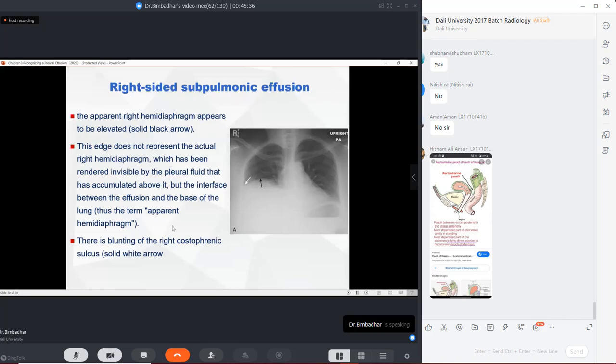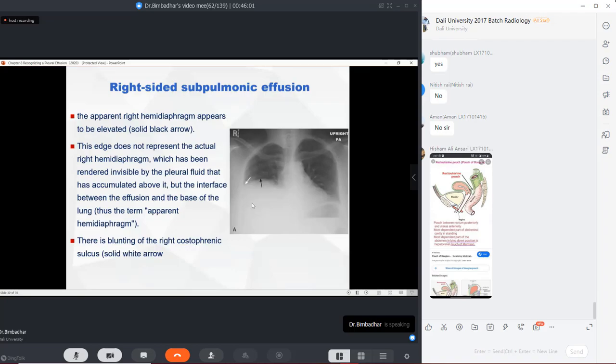Okay, you see here, this is the blunting of the costophrenic sinuses. Here is the meniscus, and it is not extending beyond the minor fissure. So which means to say the problem is present below, in the lower lobe of the right lung. Okay, so that's what this picture talks about.